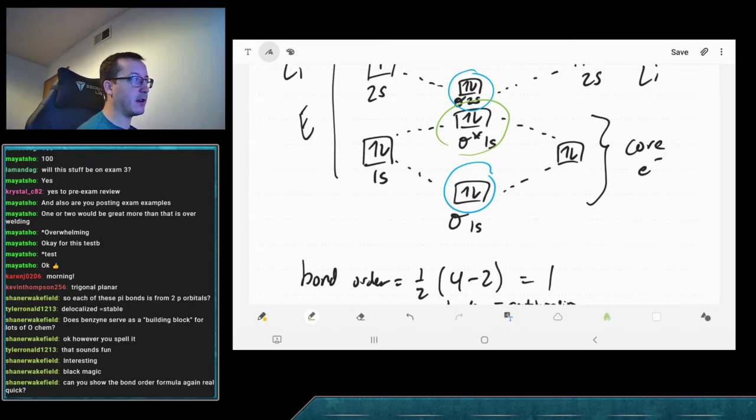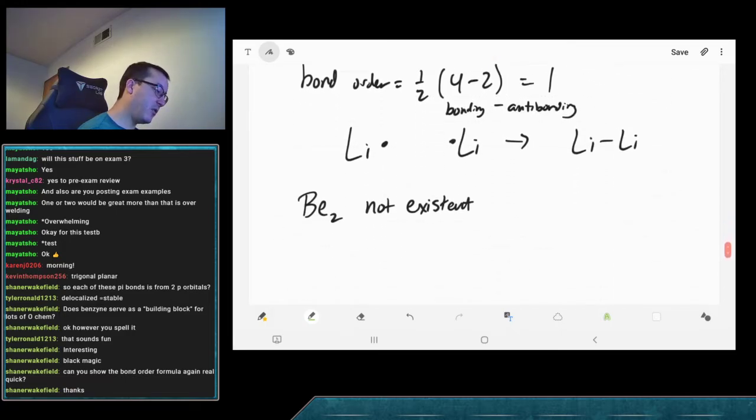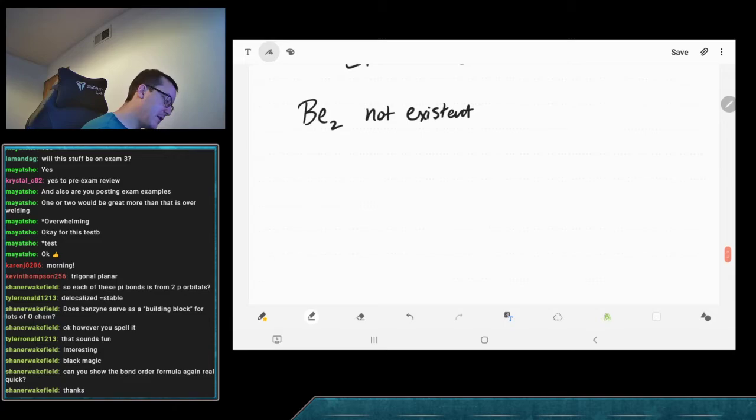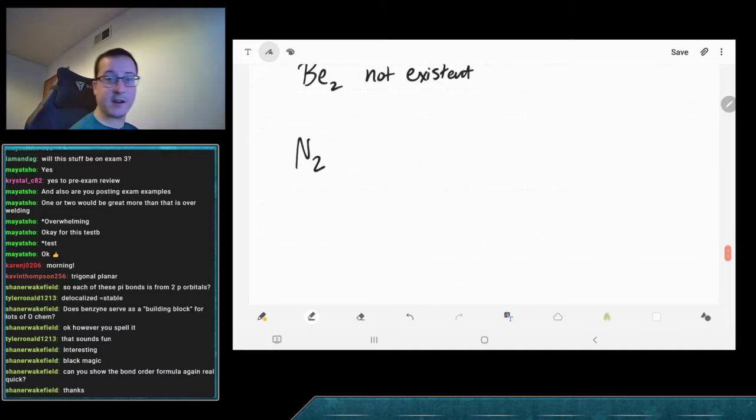I want to do 3 more examples just to help show a couple of things, because these are pretty boring. Nobody cares about dilithium. However, we do know that we have other diatomic molecules that are of interest to us. Let's take a look at nitrogen. I'm not going to draw the core electrons anymore because those are always going to cancel each other out. So who cares?